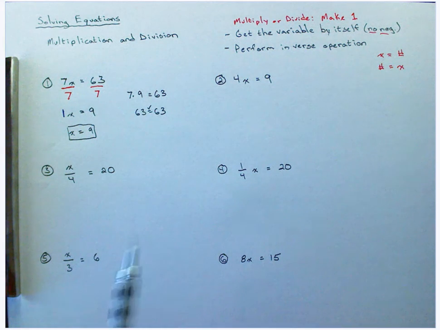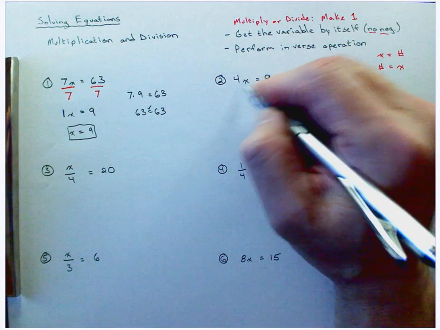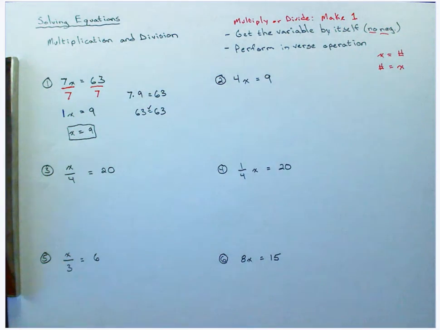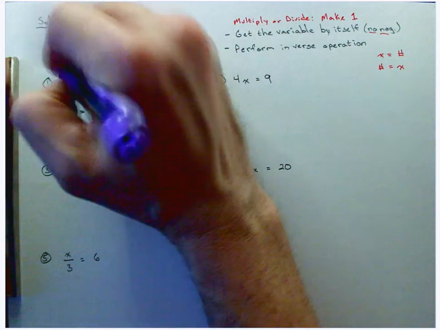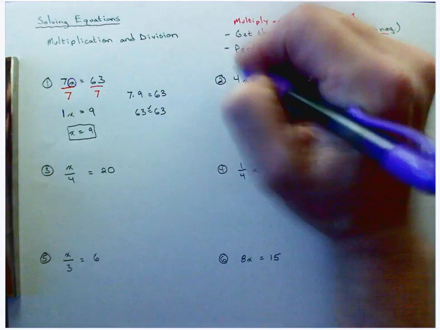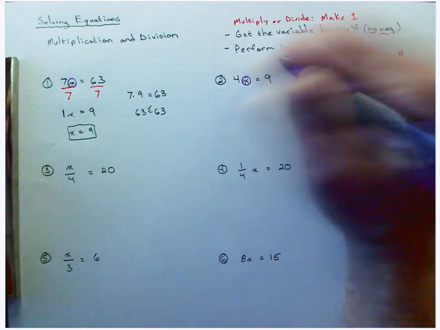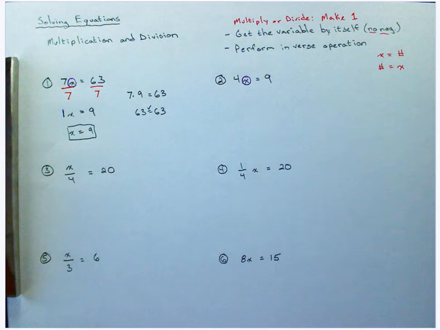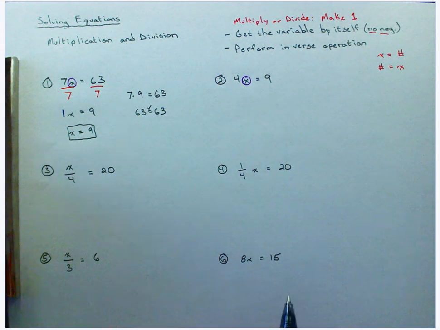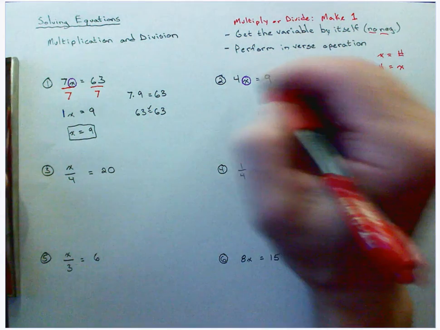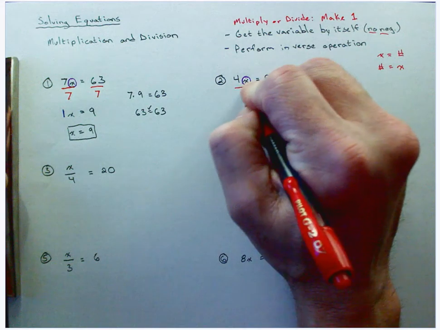Again, like the addition and subtraction ones, a lot of these I realize you can see, but be cautious of that, still work it out. Here we have 4x equals 9. I want to get my variable, sorry, should have circled that. I want to get my variable by itself. What is with the variable? A 4. What is the 4 doing to the variable? It is multiplying. What is the inverse operation of multiplication? Division. Therefore, I will divide by 4.